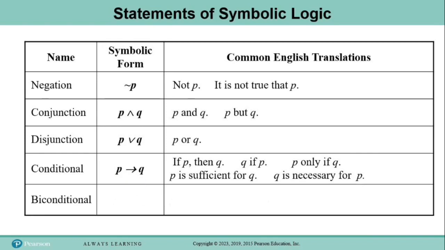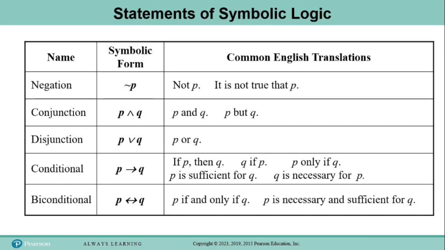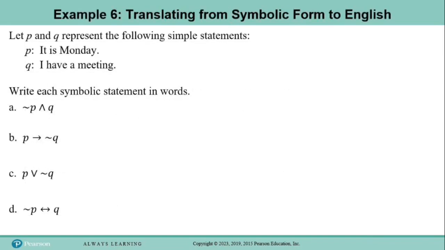And then finally we had the biconditional statement, which just has the double-headed arrow, so "P if and only if Q," and it can be written that way in English, but we also saw that it can be written as "P is necessary and sufficient for Q." Okay, here is example 6, and this will be a good one for us. I think this will help you a lot.